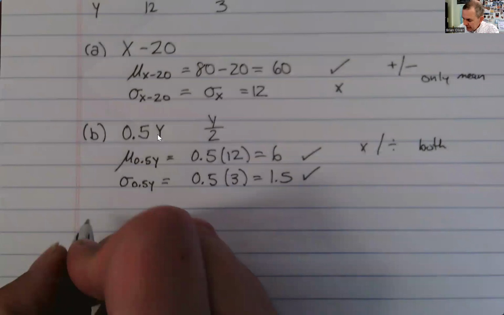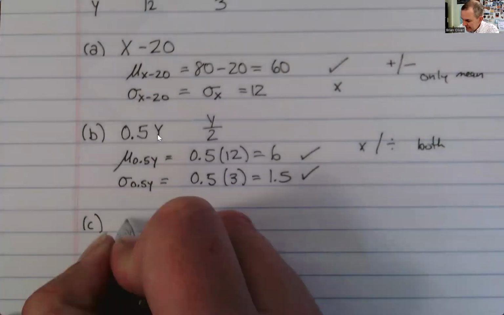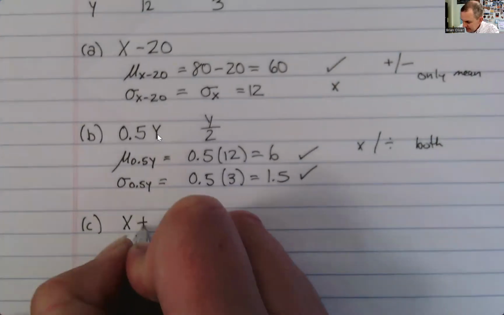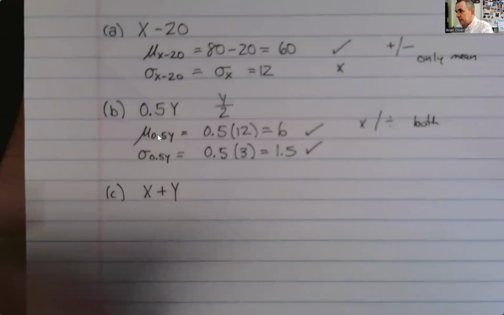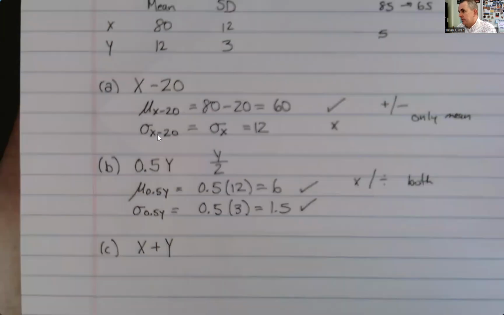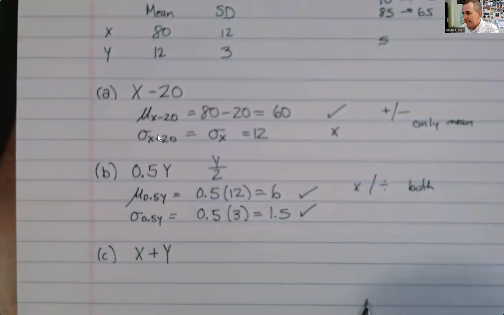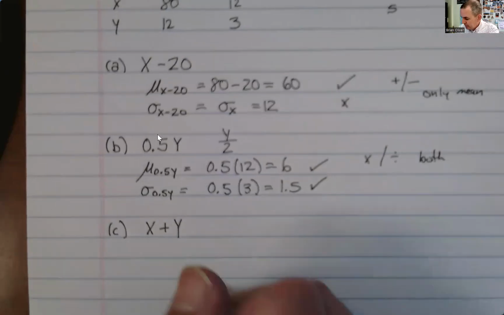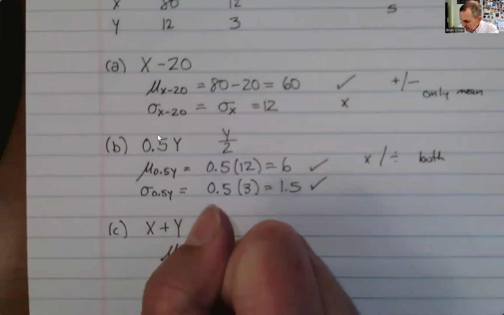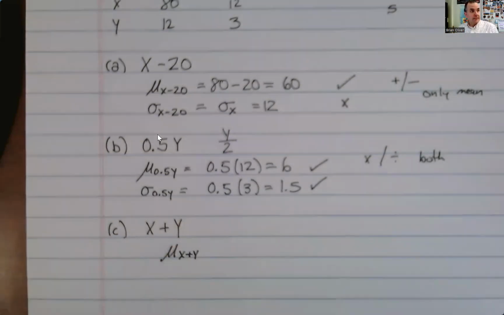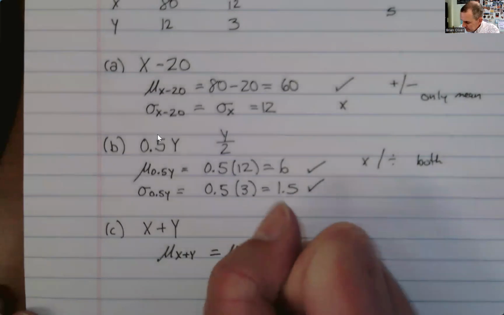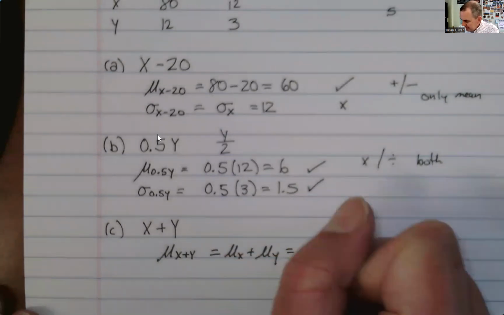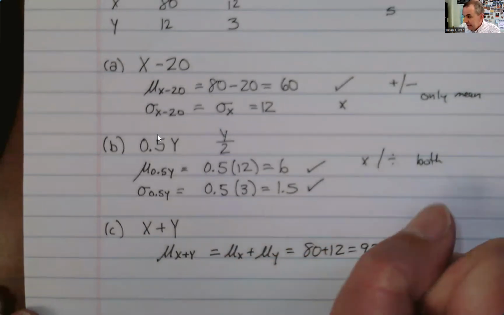Now I'm going to add a new one for you, because this one isn't adding or subtracting a constant. This one is combining two distributions. I'm going to take the two distributions X and Y and combine them. I want to find the new mean of X plus Y. We'll hold that same rule in place: whatever I tell you to do with means, you just do to means. So the mean of X plus Y is the mean of X plus the mean of Y. I take 80 and add 12, and it's 92.